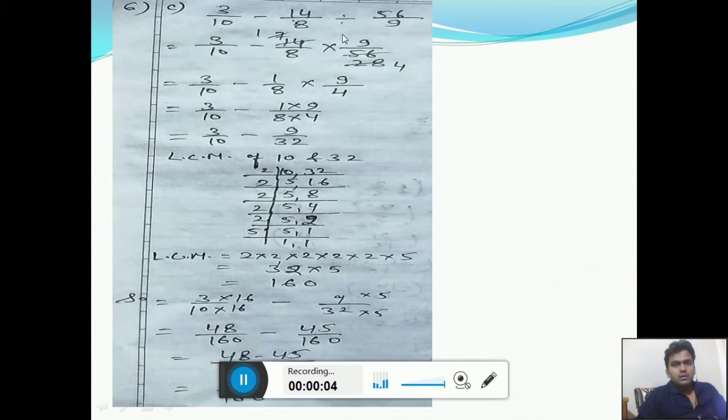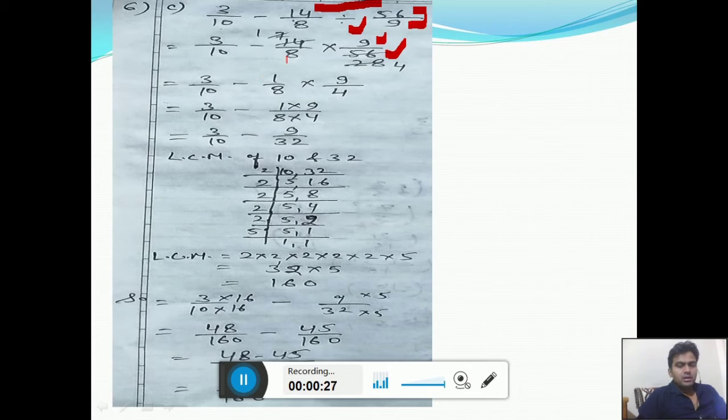Here first, according to the BODMAS rule, we have to solve the divide sign. Between these two fractions there is a divide sign, so first solve this divide sign. How to solve? You have to take the reciprocal of this fraction 56 upon 9. So 56 upon 9, when reciprocated, becomes 9 upon 56.